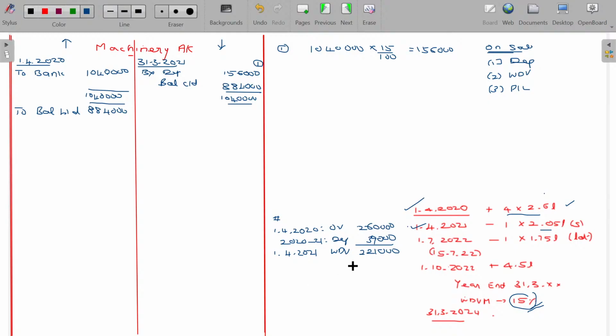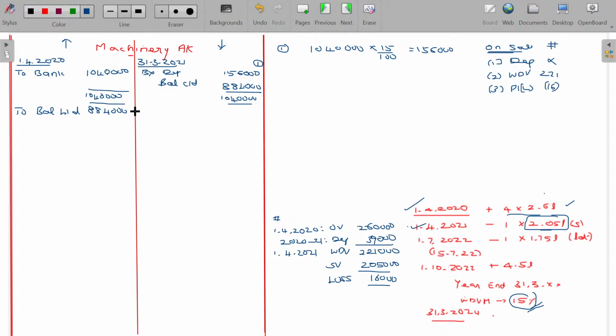So this is the WDV, but sold for how much? 2,05,000 rupees. Now compare with the sale value. The sale value in this case is 2,05,000 rupees. So we have a loss of rupees 16,000, loss on sale. We don't have depreciation on this date, so we skip this. The WDV is 2,21,000 and the profit and loss here is 16,000, and that too a loss. Loss could be in brackets.